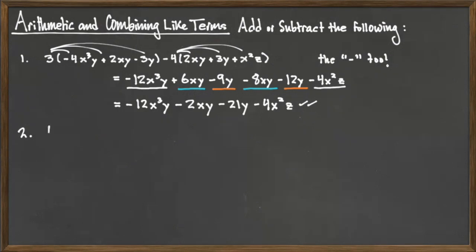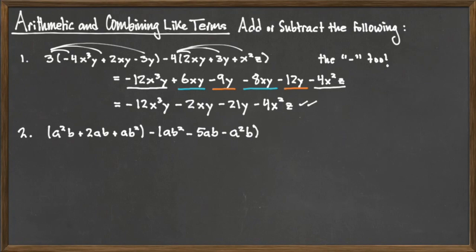For our next example, we're going to look at a squared b plus 2ab plus ab squared minus the quantity ab squared minus 5ab minus a squared b. Again, we have order of operations, but no terms within either set of parentheses actually combine. I don't have any like terms, so that means that I can distribute anything outside the parentheses and then drop them. That first quantity doesn't have anything out front, so I can just drop the parentheses. But the second quantity has a negative that needs to distribute, so let me go ahead and do that.